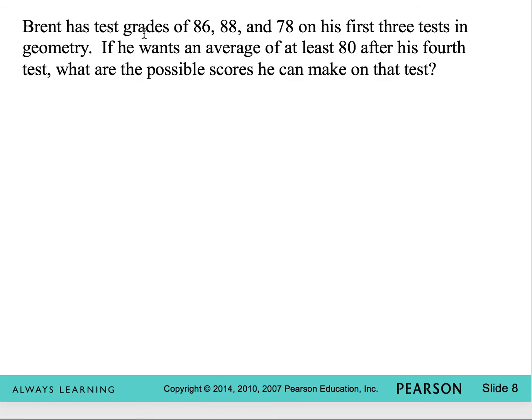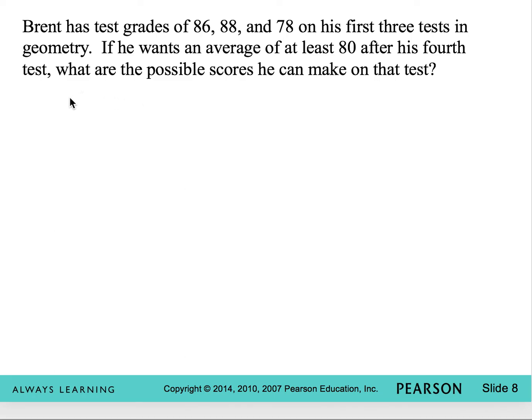For example, if Brent has test grades of 86, 88, and 78 on his first 3 tests in geometry, he wants an average of at least 80, right? So he wants it to be 80 or more. After his 4th test, what are the possible scores he can make?